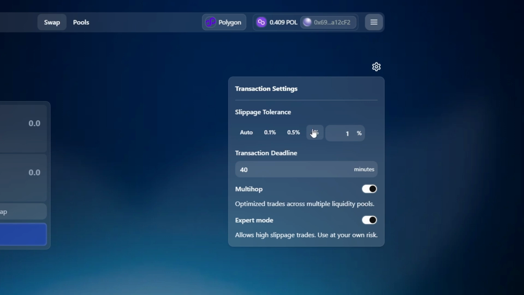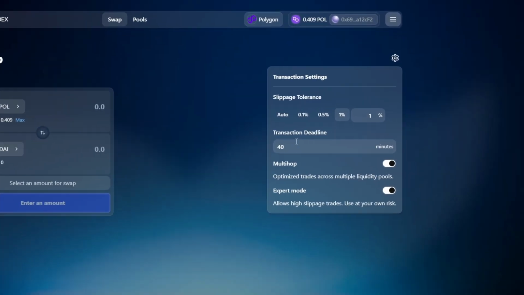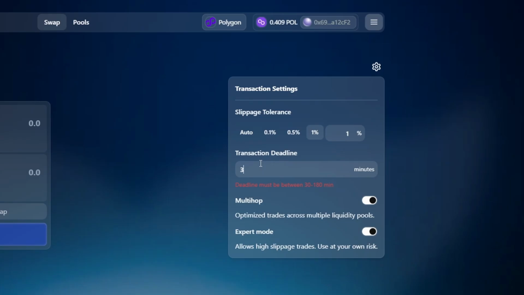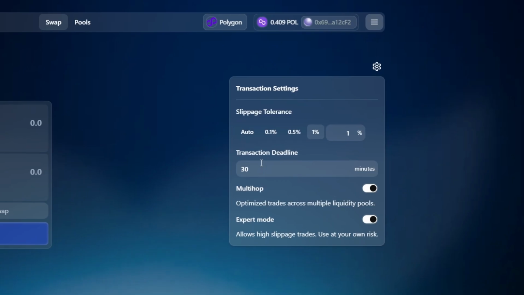Set the slippage tolerance to 1%. This means your trade will go through only if the price changes by no more than 1%. If the price shifts beyond that, the transaction will be canceled. You can also set a transaction deadline. This defines the maximum time allowed for your trade to be confirmed. If the transaction isn't confirmed within the specified time frame, it will be automatically canceled.